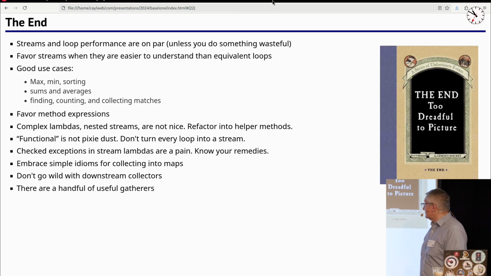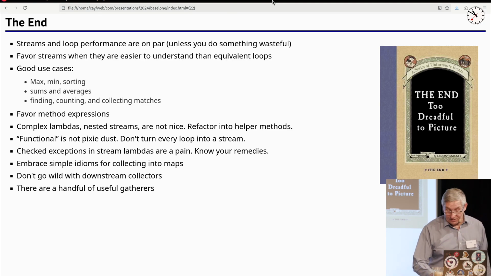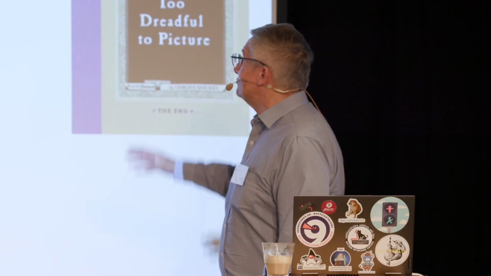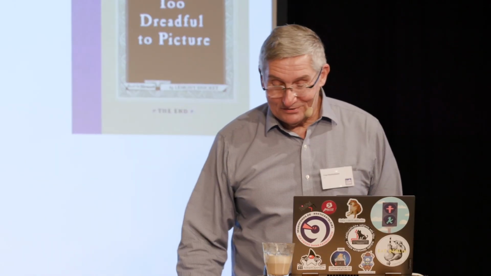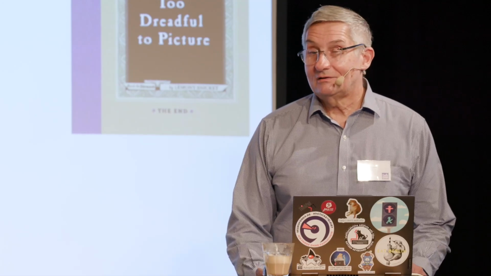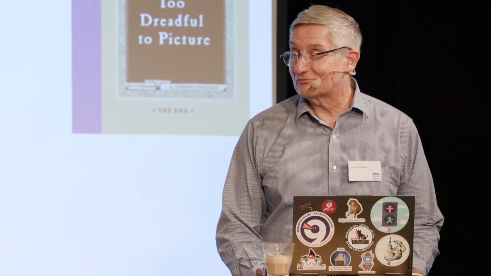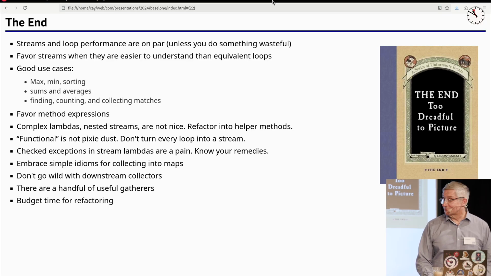With these gatherers that just came out, there's a handful of useful ones, and I expect a couple more will eventually materialize in the standard. And most importantly, once you do get started and you get bitten by the stream bug, just budget some time for refactoring, because there will be a point when you find it perfectly logical and easy to read, but I guarantee your peers will not until you do that refactoring.